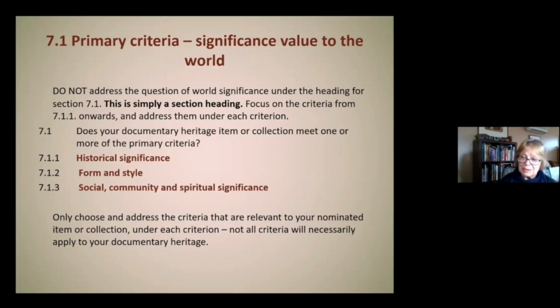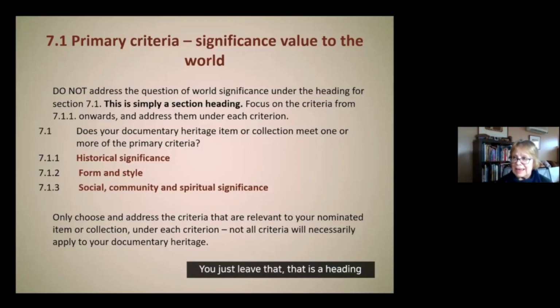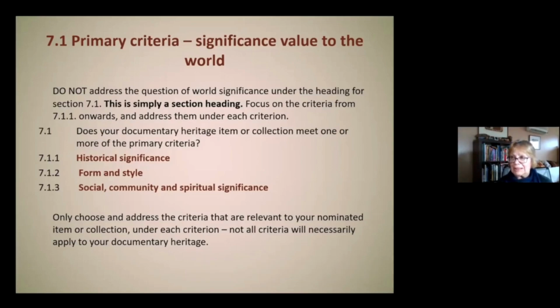We've noticed looking at some of the draft nominations that people have been putting a lot of information just under 7.1, which is a question. Does your documentary heritage item or collection meet one or more of the primary criteria? You just leave that. That's a heading. You don't actually put anything under 7.1 itself. It's simply a section heading. You focus on the criteria from 7.1.1 onwards and address them under each of those criteria. You don't put anything under 7.1.